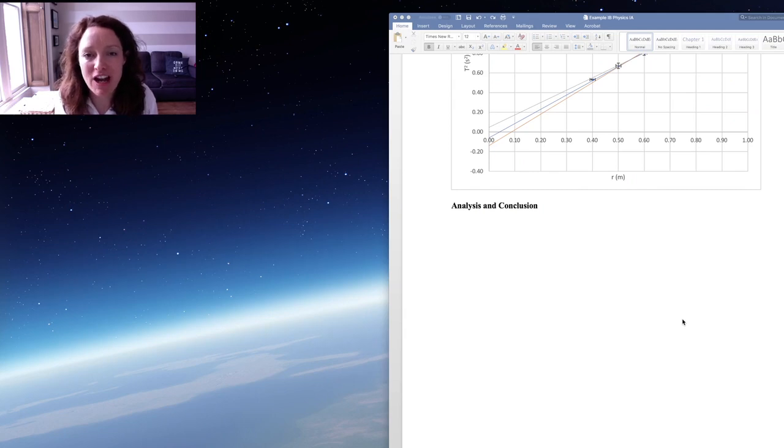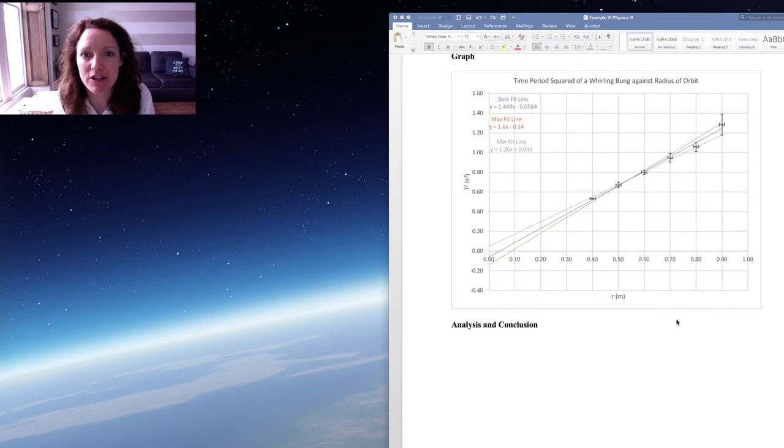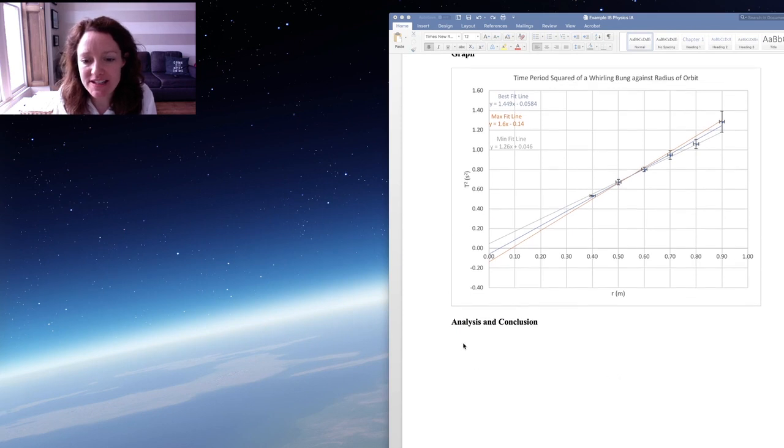Okay, so we plotted our graph and it's now time to analyse the graph and form a conclusion. So the next section we would write down is analysis and conclusion. And I like to start this section by just giving the briefest recap of your hypothesis.